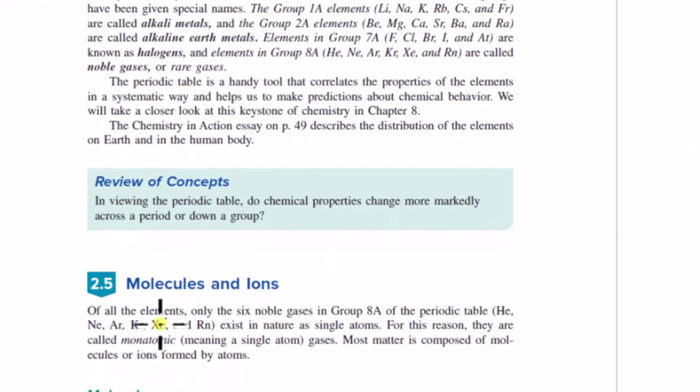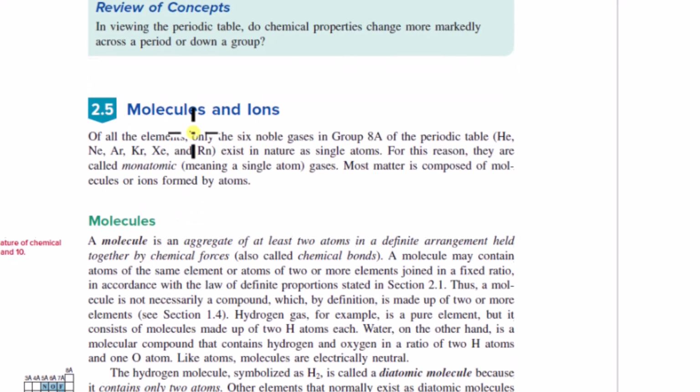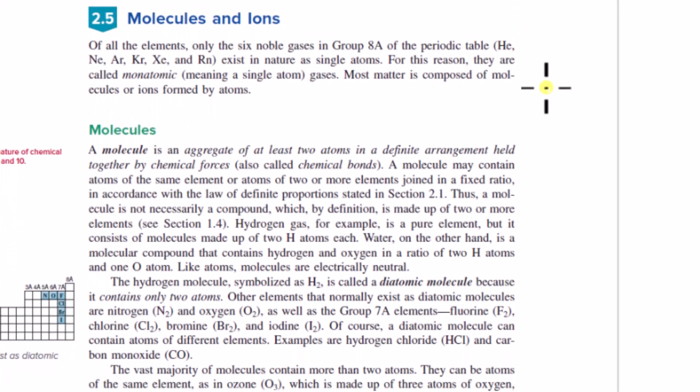Molecules and ions. The title of this chapter is Atoms, Molecules, and Ions. The first four sections covered the history of atomic theory and the development of our understanding of the subatomic structure of atoms, and everything we just talked about so far in this video was mostly about learning about atoms. And so now to finish off the title of this chapter, we want to talk about molecules and ions.